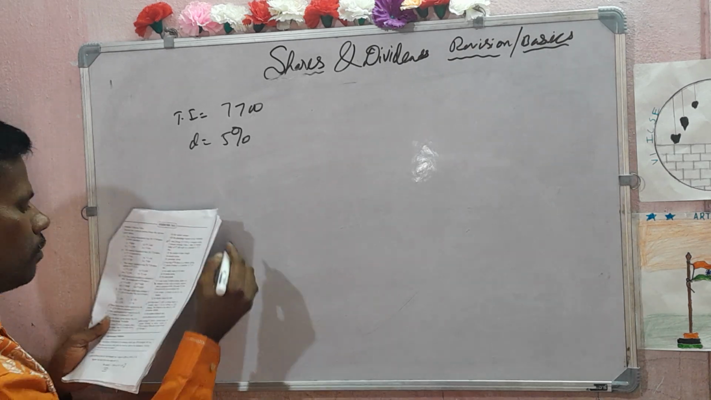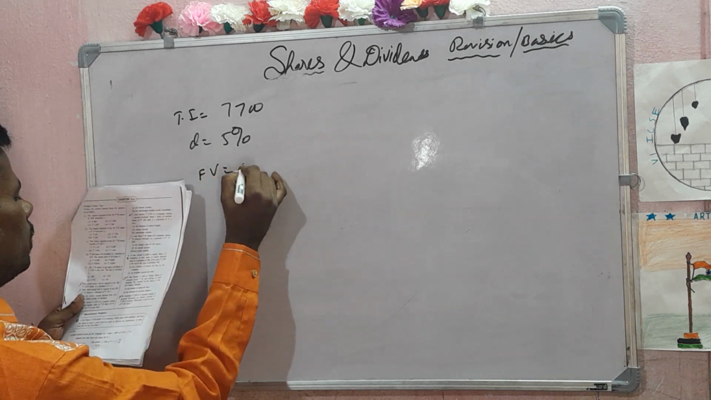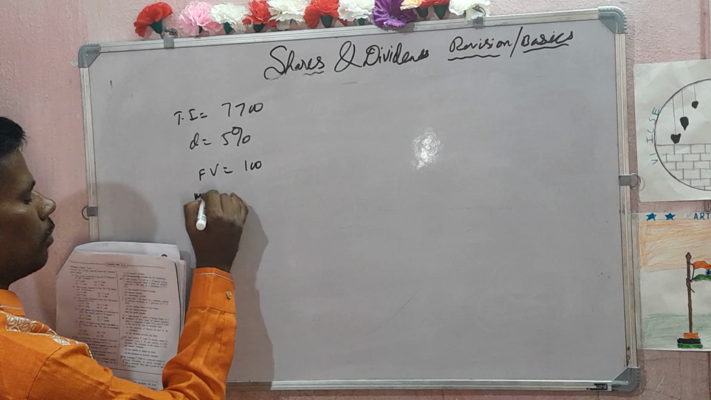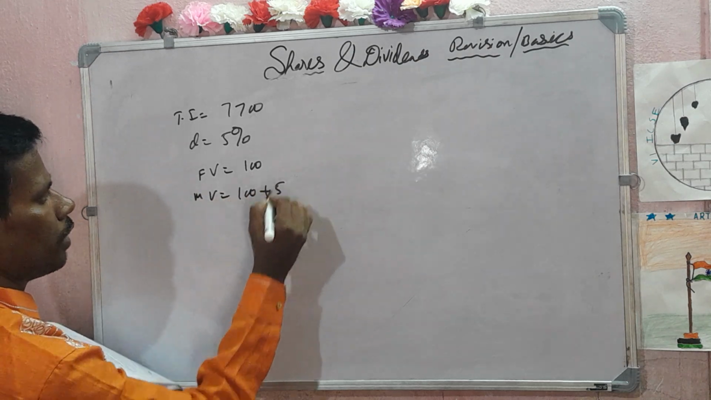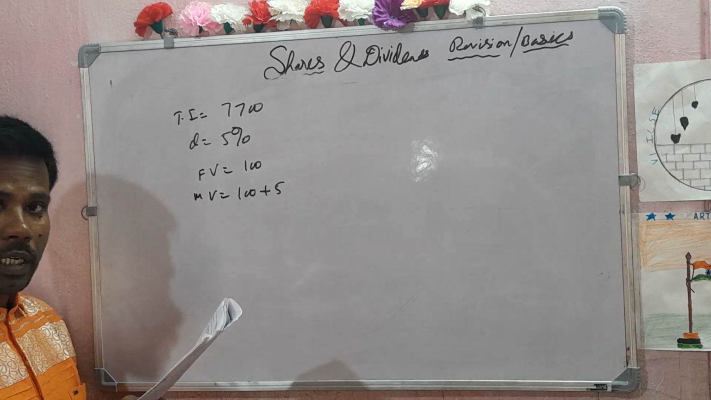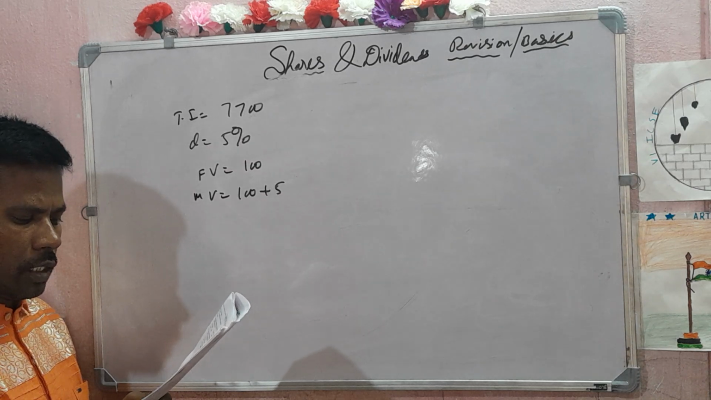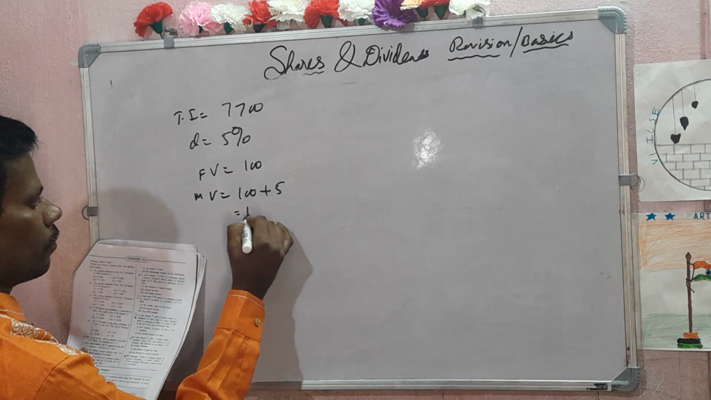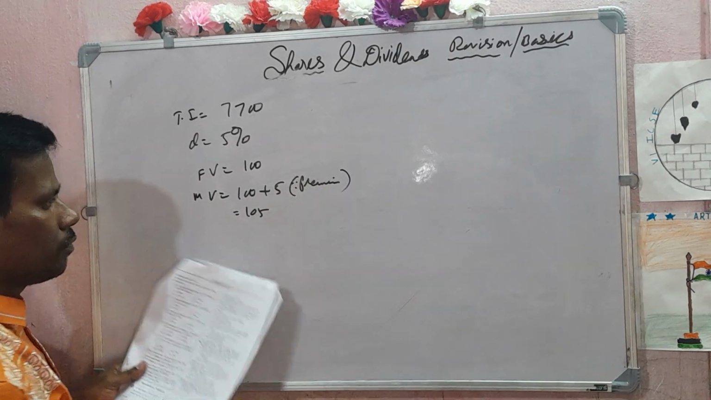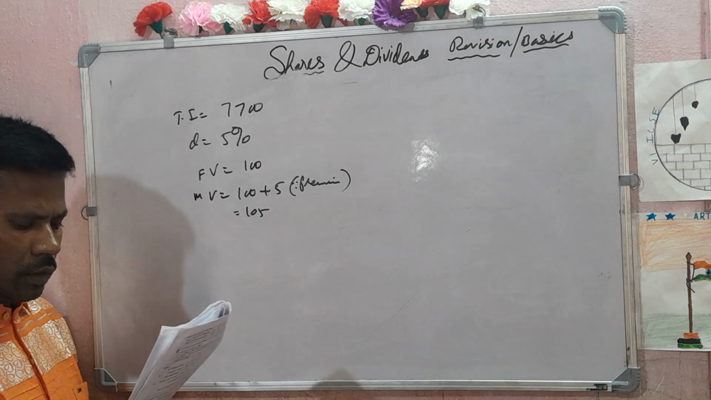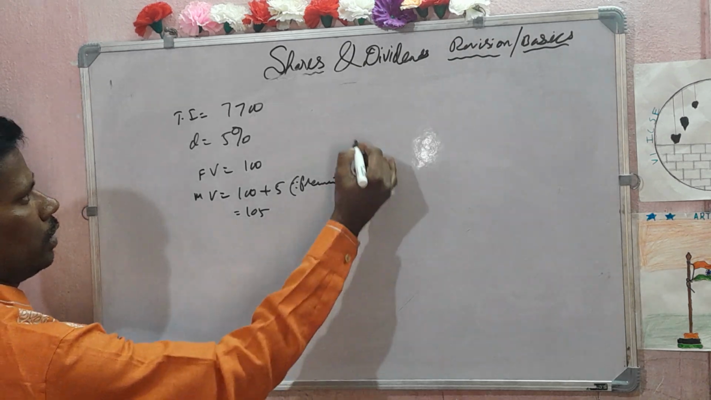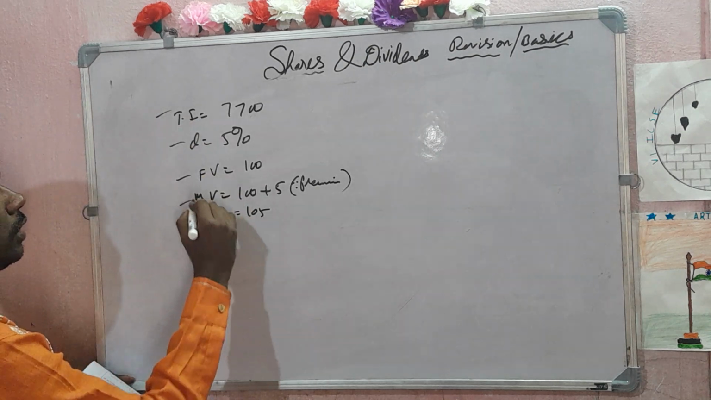They use the word premium, and face value of each share is how much? 100. Sells at a premium of rupees 5. That means market value is nothing but 100 plus 5, because premium means market value is more than the face value, that is 105. Next, find the number of shares bought. These are the given conditions.